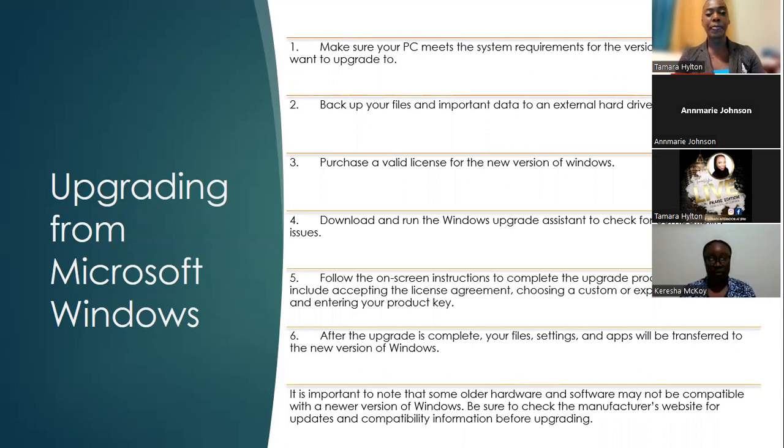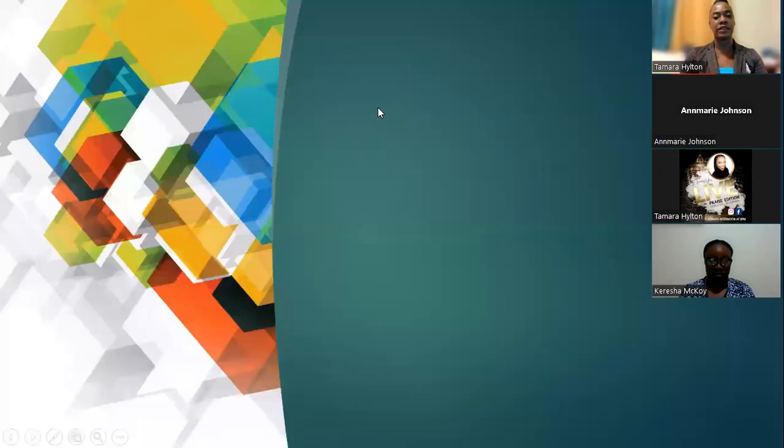We're also asking that you back up your files and important data to an external hard drive or cloud storage. You'll then purchase a valid license for the new version of Windows. Then you will download and run Windows Upgrade Assistant to check for compatibility issues. Of course, in doing that, you want to follow the on-screen instructions to complete the upgrade process, as this may include accepting the license agreement, choosing a custom or express installation, and entering your product key. Now, after all of this is done, you want to make sure that your files, your settings, and apps will be transferred to the new version of Windows that would be installed.